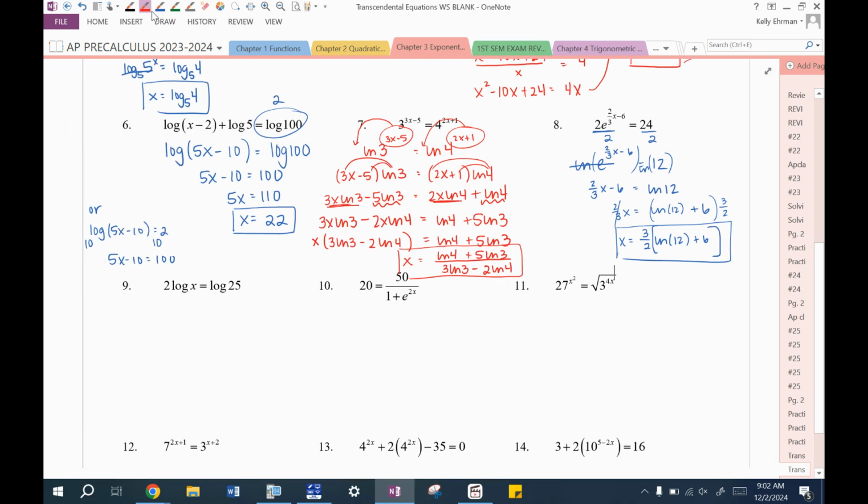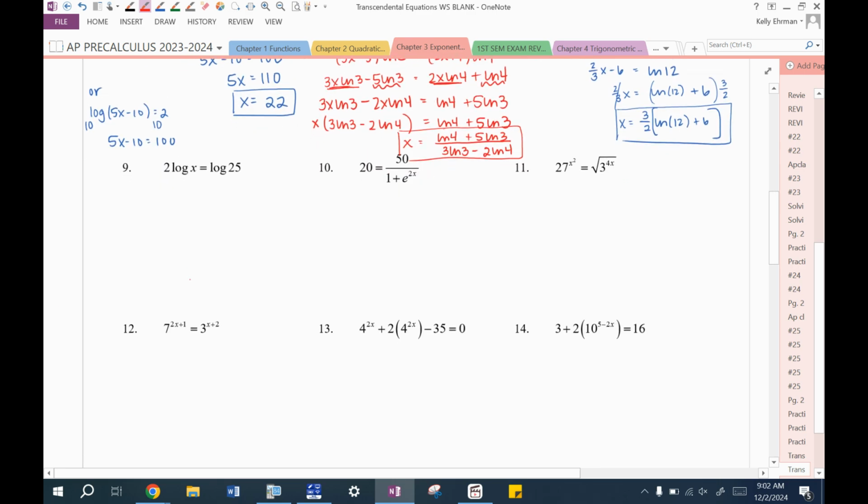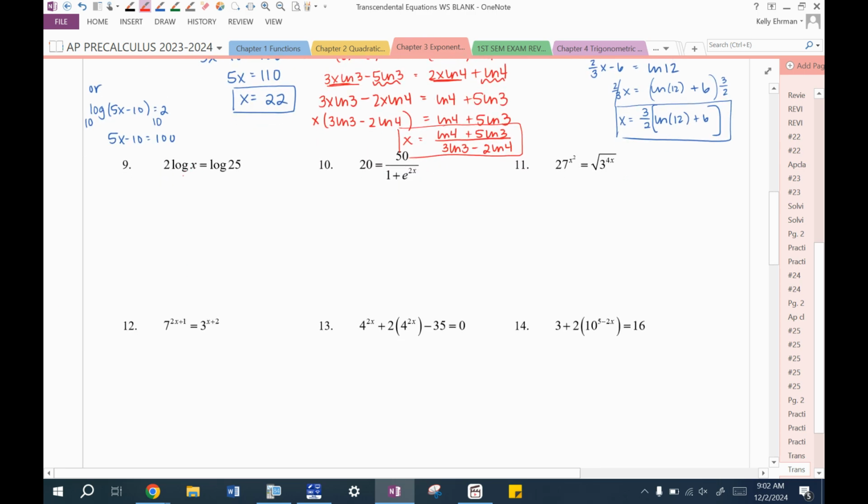For number 9. Now, this is not quite the one-to-one property as it is right now because it's not log equals log. It's 2 times log equals log. So you need to fix this first. How do I get rid of the 2 that's in front? I make it an exponent. So I'm condensing. So this is really the log of x squared equals the log of 25.